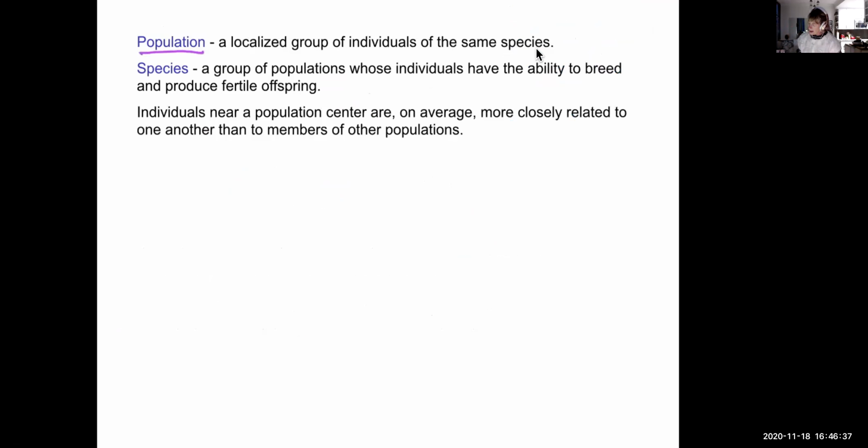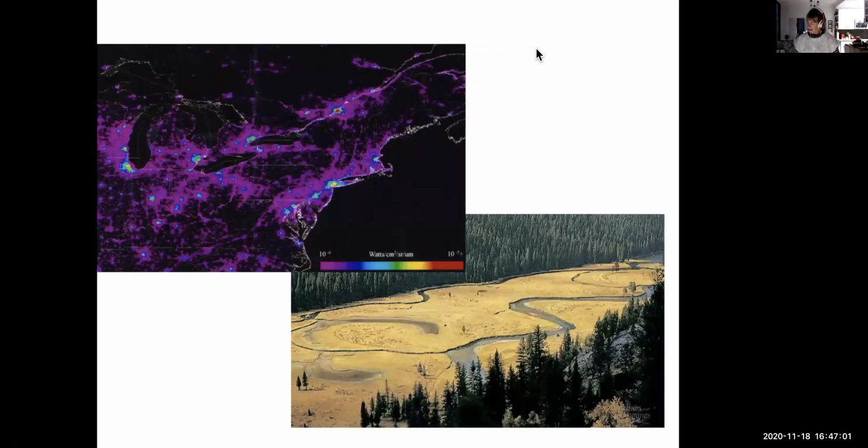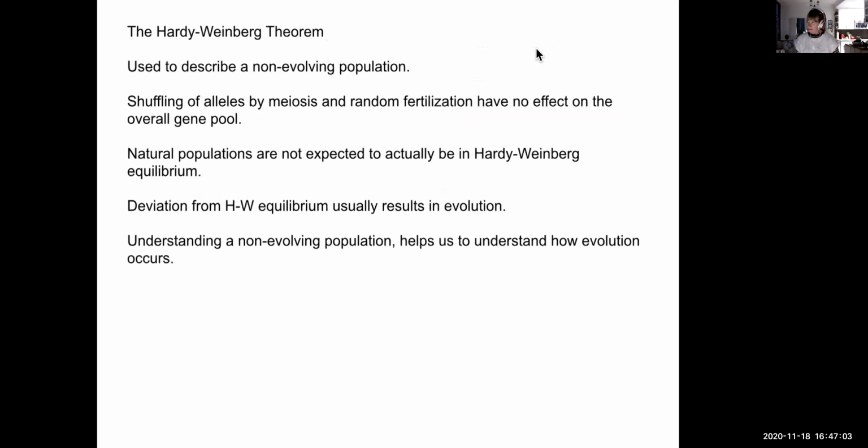So, population: a localized group of individuals of the same species. A species: a group of populations who have the ability to breed and produce fertile offspring. So all of these plants are able to reproduce and produce offspring. Usually the individuals near the center of a population are more closely related than members of other populations. I don't really know why that's in there right now.